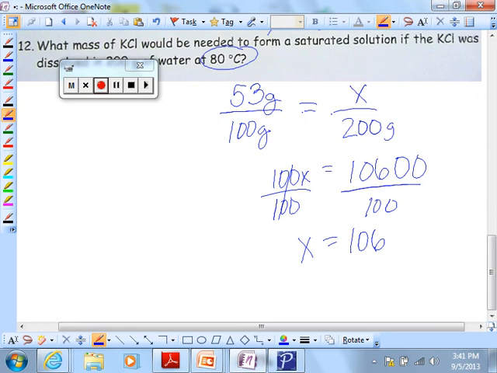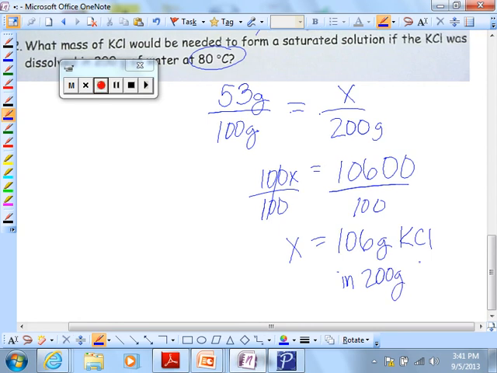Any time that we can use a ratio is useful, because we'll be using those a lot. So 106 grams of, what was our solute? Will dissolve in 200 grams of our solvent, which was water. What kind of solution is that? Aqueous. Very good. What's it called when you dissolve in alcohol? Tincture.